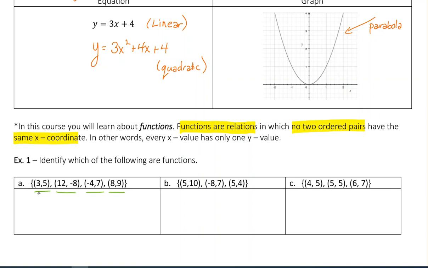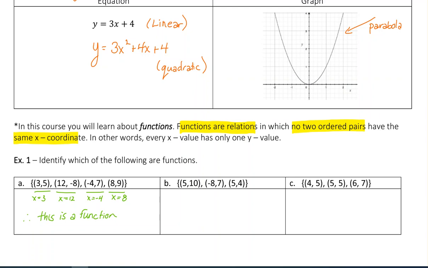So in the first point, my x value is 3, okay? And my second point, my x value is 12. My third point, it's -4. And my fourth point is 8. Because none of those values are the same, there's no x value that is repeating, so every x value has only one y value associated. We would say, therefore, this is a function. Remembering that 3 dots in the triangle represents therefore.